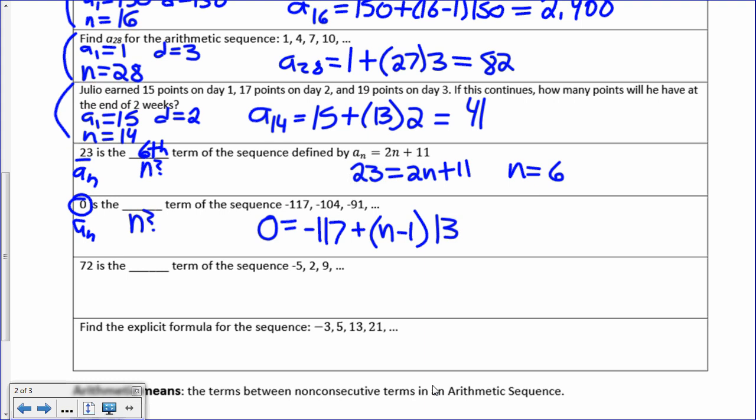And how do I solve for n? Now you would do just a little bit of algebra. Add the 117 over. You get n minus 1 times 13. Divide by 13. I believe that's 9, if I remember correctly. And then add 1. You get n equals 10. So n is 10, so it's the 10th term.